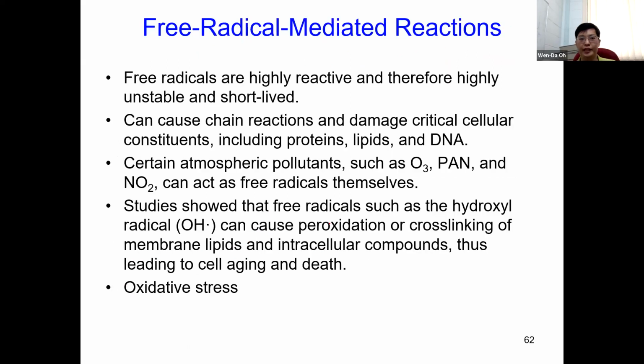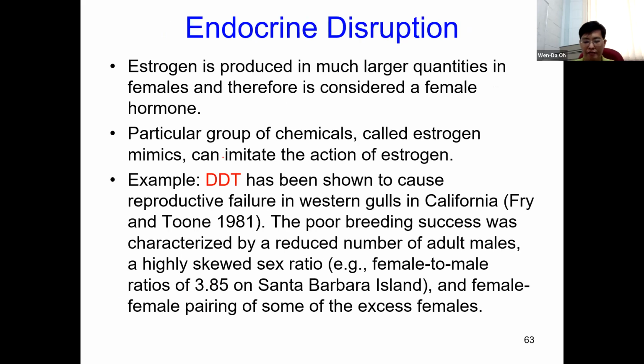Then another effect would be the free radical mediated reaction, whereby we see that a lot of free radicals are being generated due to the ingestion of the toxicant, and then they can cause problems in terms of oxidation, and eventually it will cause oxidative stress to the human body, right? And finally, the last effect in our human body would be endocrine disruption.